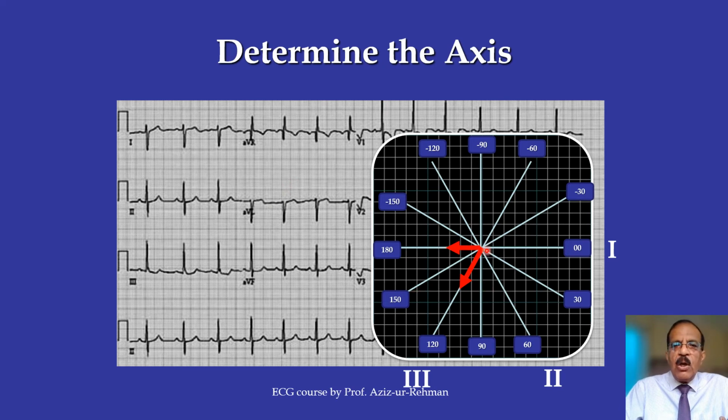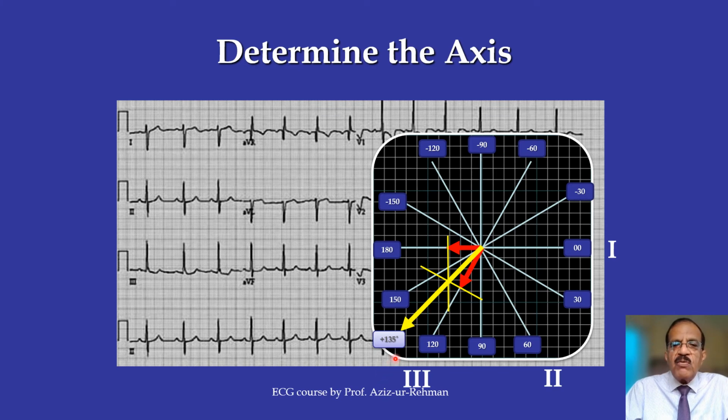This was along the positive terminal of lead 3, and this is along the negative terminal of lead 1. Why? Because this is upward deflection, this is negative deflection. So if you have done this much, the rest of it is very, very easy. You just draw a line which is at right angle to this one, and you draw another line which is at right angle to this one. So two lines are drawn, and the point where they meet, that is actually the cardiac axis. This arrow would indicate the cardiac axis.